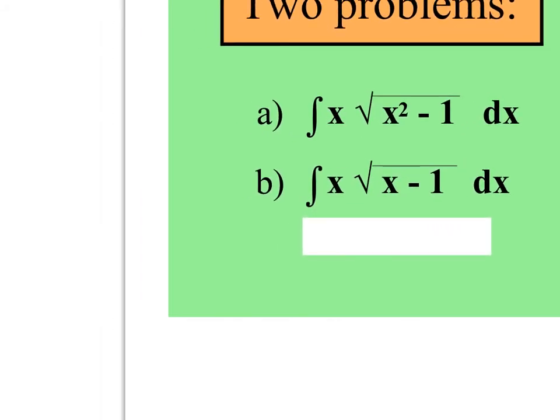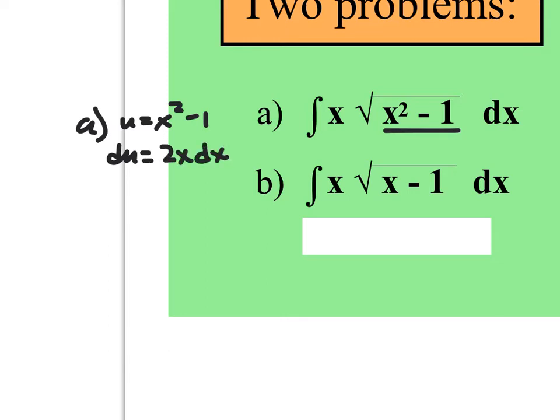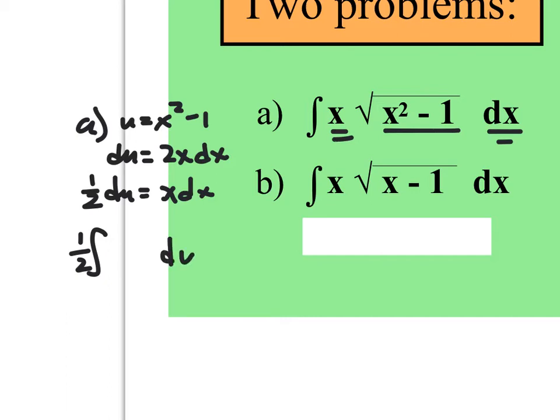Alright, so I want to work part A over here for a second. You might be thinking, oh yes, u is x squared minus 1. Good, that's a good thought. I like it. Okay, I see an x dx, but I don't see a 2x dx, so I'm going to bring that 1/2 over. There's a nice substitution. So this integral would be 1/2 the integral of the x dx is taken care of by the 1/2 du. This would be u, which is x squared minus 1 to the 1/2.